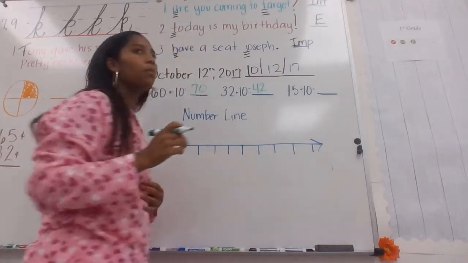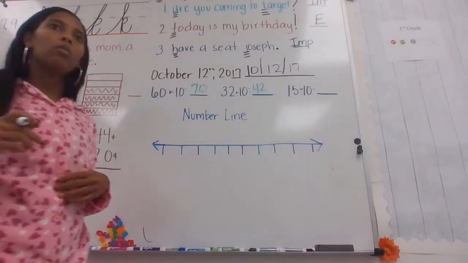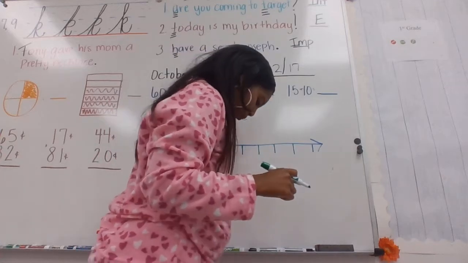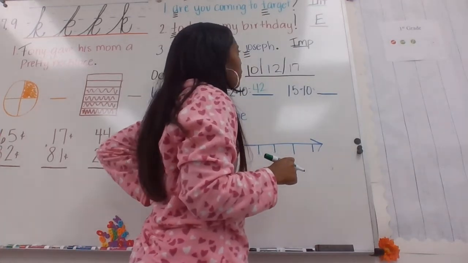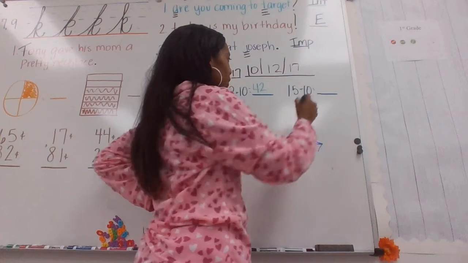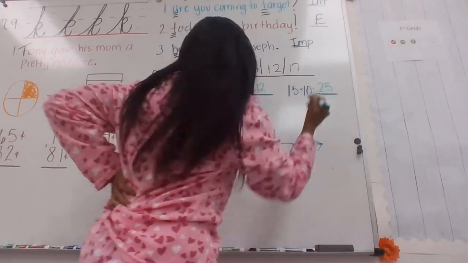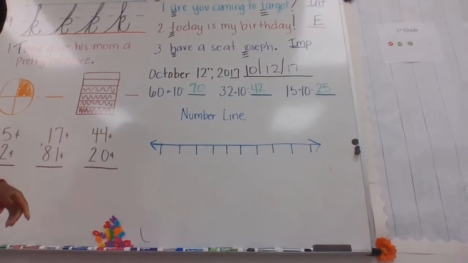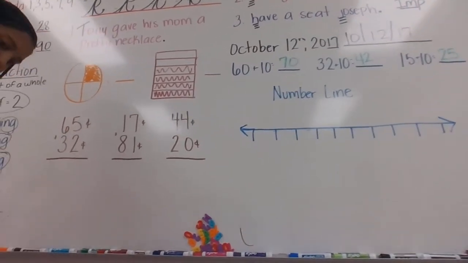Next, 15 plus 10. Amina? 25. Good. Okay? Not the number line. That's what we're learning today.